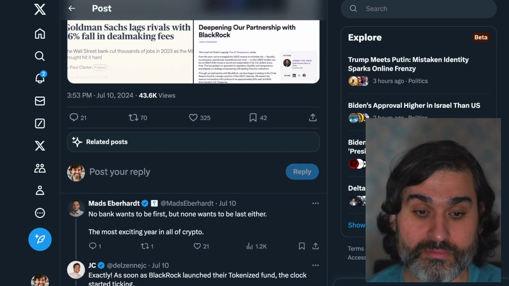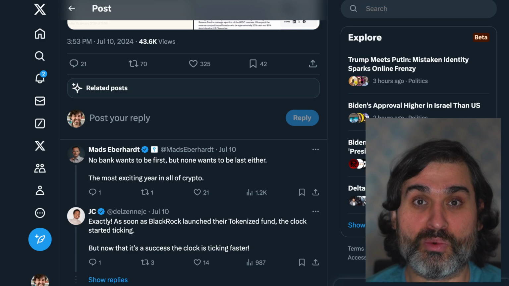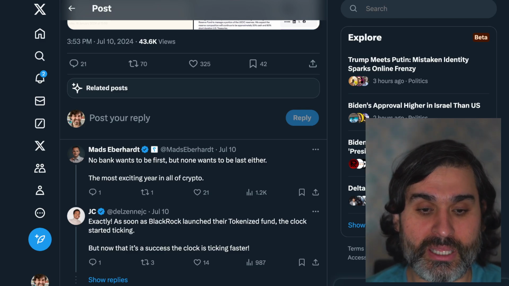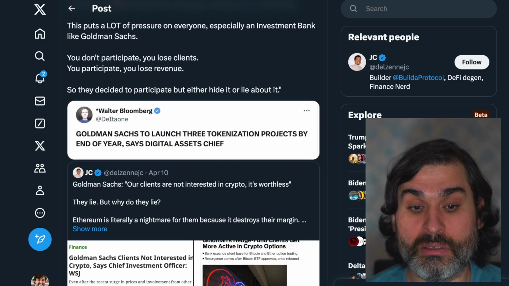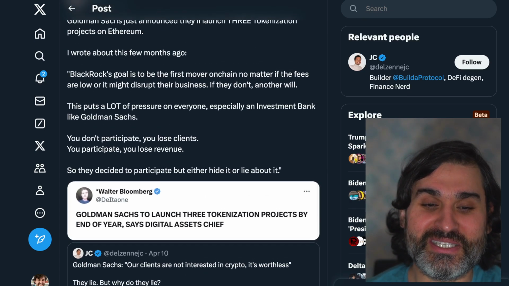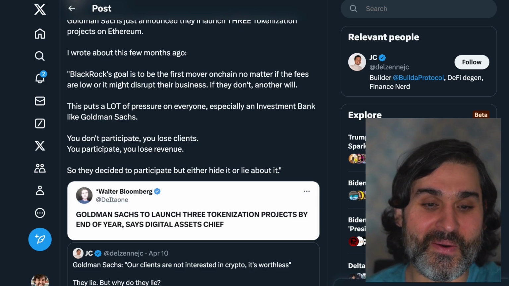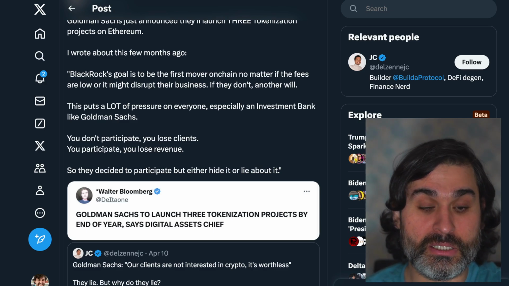But here Mads has an interesting point. He says no bank wants to be the first, but none want to be the last either. Because the thing is they cut out their own margins by going on chain like this. But I'm sure they'll find ways to maintain their margins. Banks are really good at making money. They've been doing it for hundreds of years. So yeah, this is really cool.